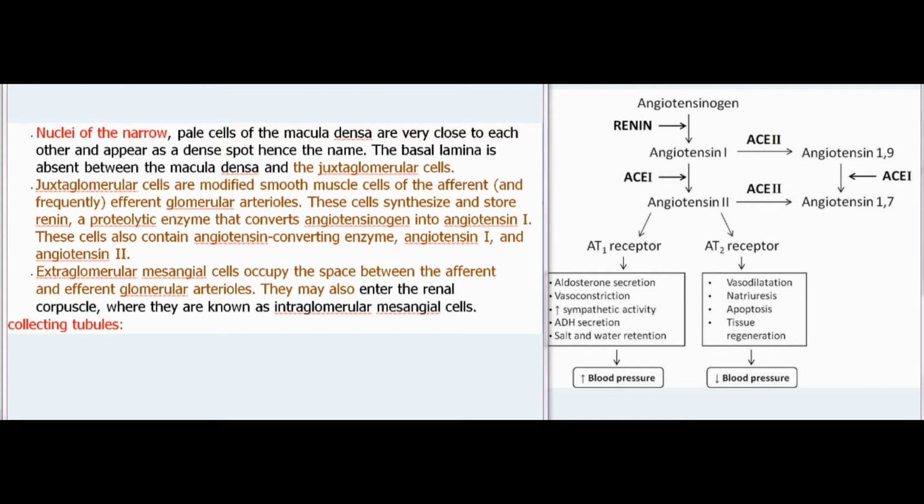Juxtaglomerular cells are modified smooth muscle cells of the afferent, and frequently efferent, glomerular arterioles. These cells synthesize and store renin, a proteolytic enzyme that converts angiotensinogen into angiotensin I. These cells also contain angiotensin converting enzyme, angiotensin I, and angiotensin II. Extraglomerular mesangial cells occupy the space between the afferent and efferent glomerular arterioles. They may also enter the renal corpuscle, where they are known as intraglomerular mesangial cells.